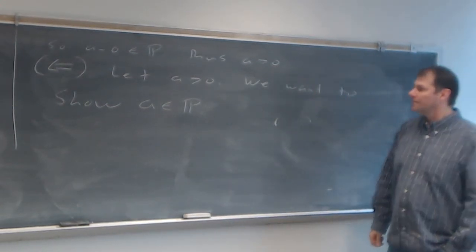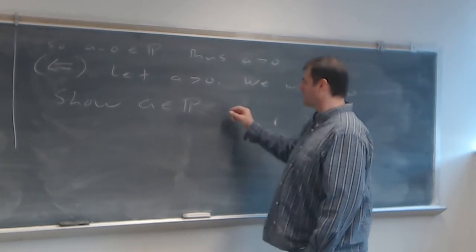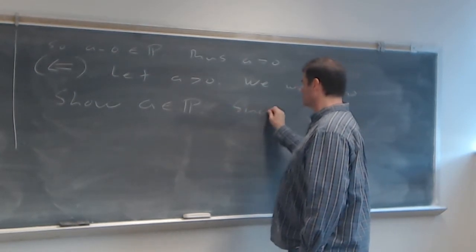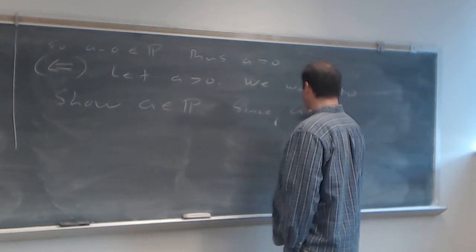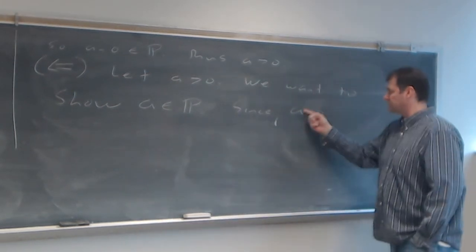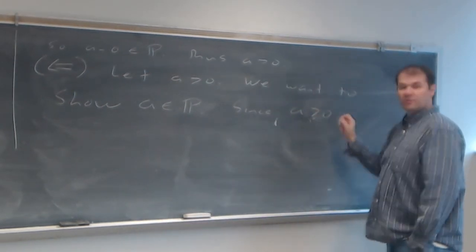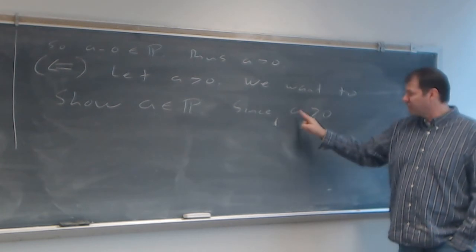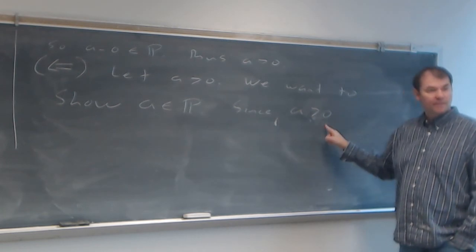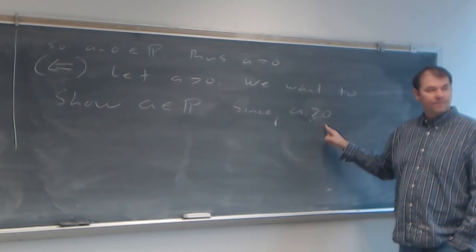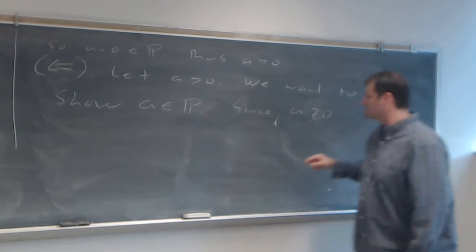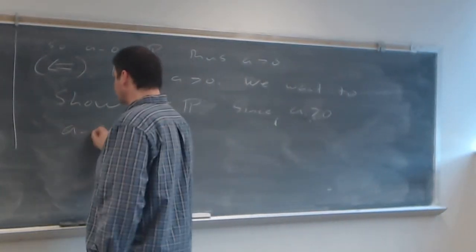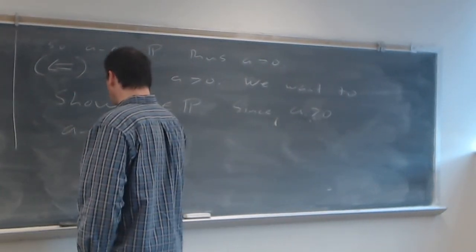Okay. Well, here's what I know. Since A is greater than 0, I'm asking here, Melissa, to just remember the definition of what it means for A to be greater than 0. What does it mean for one number to be bigger than another? Bigger number minus the smaller number. So that means A minus 0 has to be a positive.